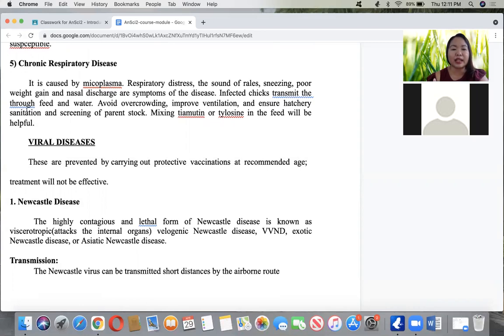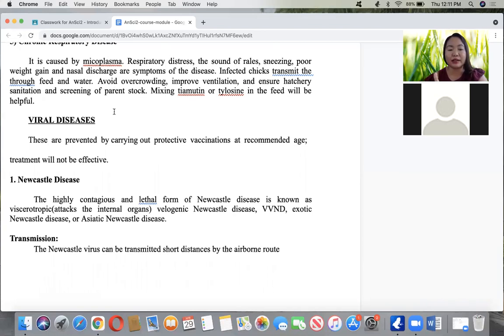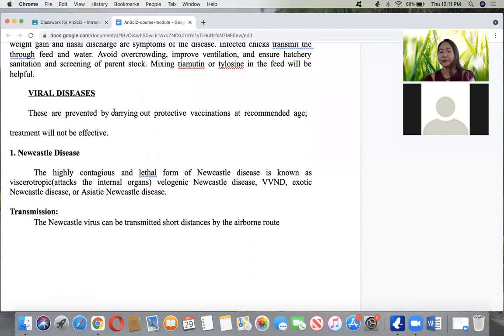And they are transmitted through feed and water. So, i-avoid yung overcrowding, improve ventilation, and ensure hatchery sanitation and screening of parent stock. So, you mix tiamulin or tylosin in the feed as a control.